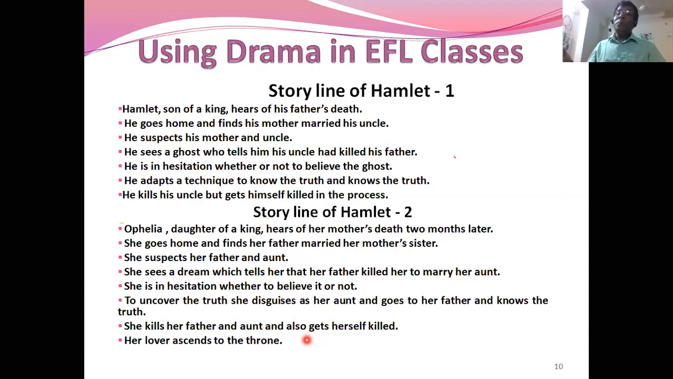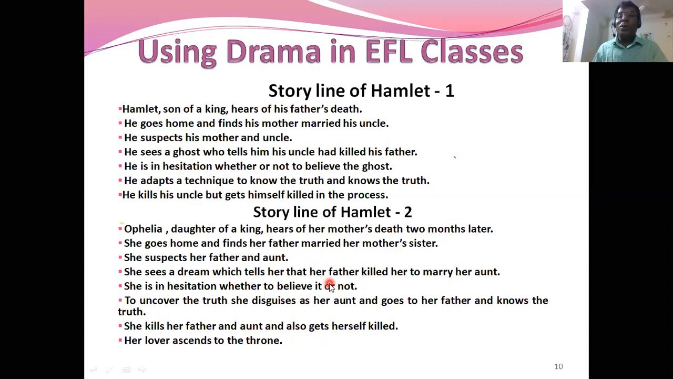It happens, it may happen. This is how a story may go forward. She is in hesitation whether to believe it or not. Hamlet was in hesitation whether or not to believe the ghost. She is in hesitation whether to believe it or not.